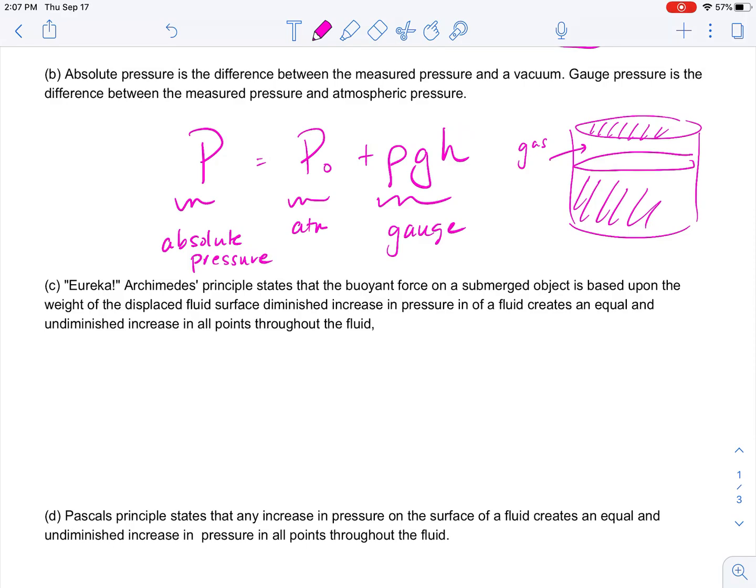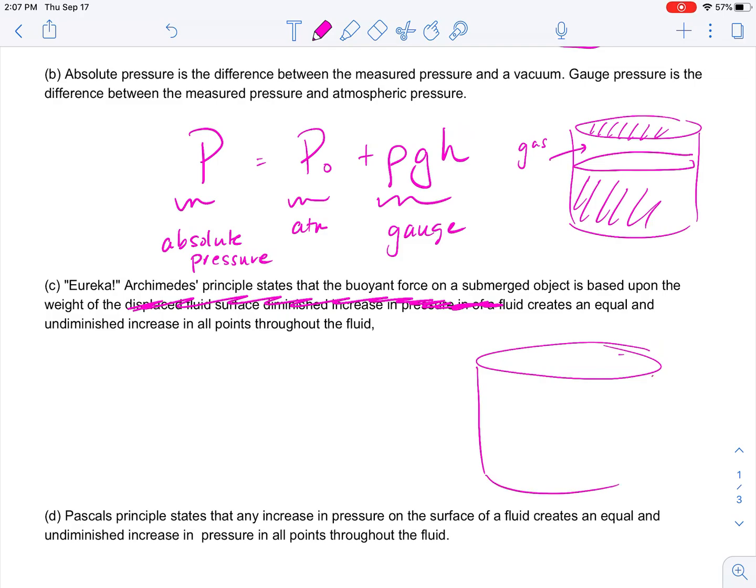Part C, Eureka! Archimedes' principle states that the buoyant force on a submerged object is based on the weight of the displaced fluid. Weight of the displaced fluid. This is weird. We're just going to cross this out. And this pressure creates an increase on all points inside the fluid.